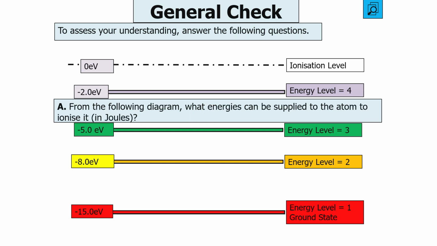From the following diagram, what energies can be supplied to the atom to ionize it in joules? So pause the video now, then unpause the video when you want to go through your answer.